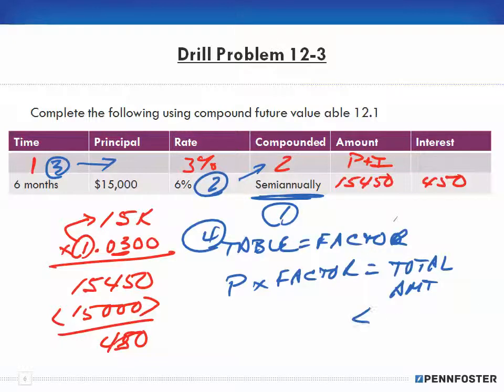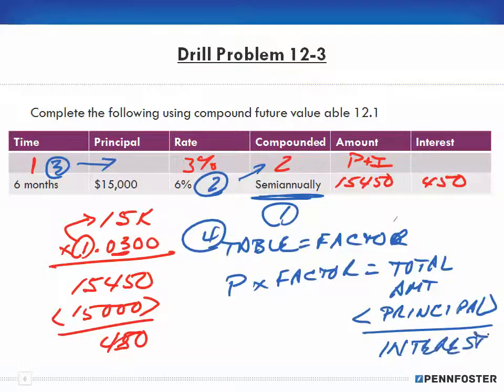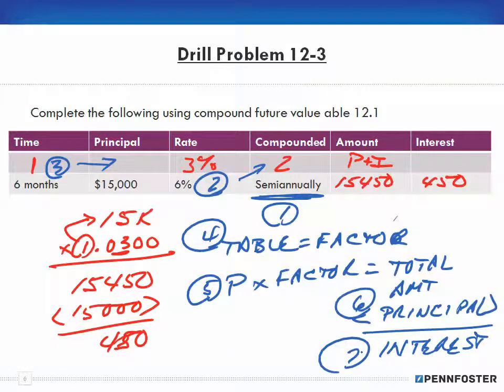From the total amount, I subtract out the principal, and I end up with my interest. Okay, so that's the pattern, right? Just keep on following that pattern. So here's the factor. This would be step number 5, and this would be step number 6, and I'd end up with my interest at step number 7.